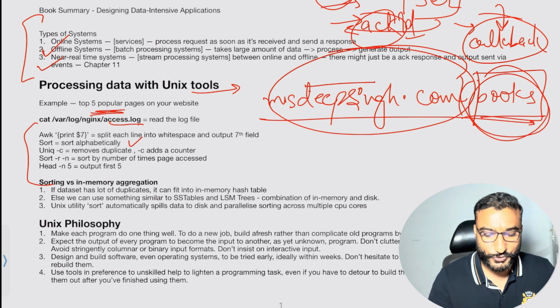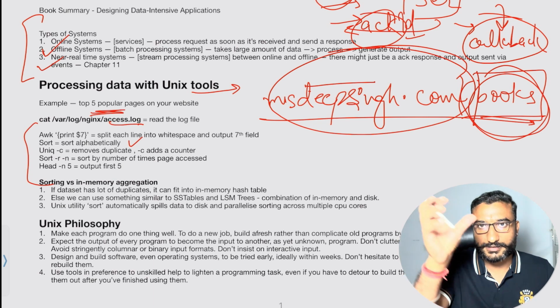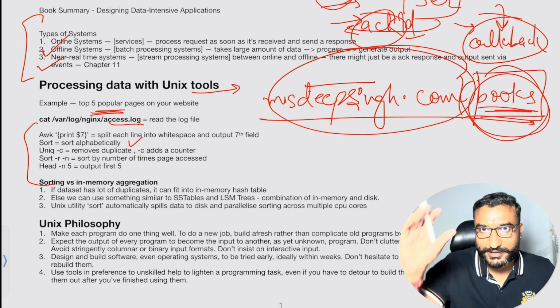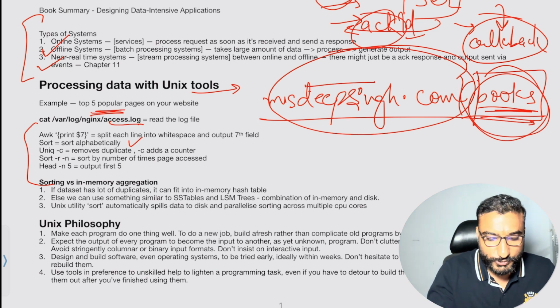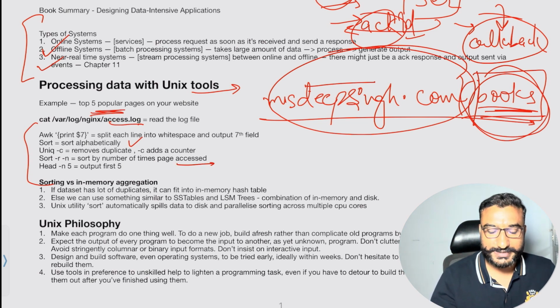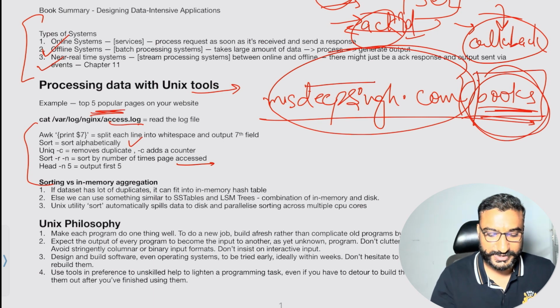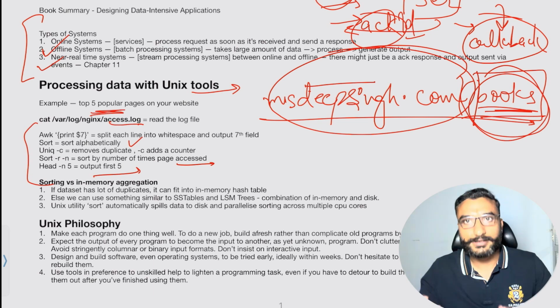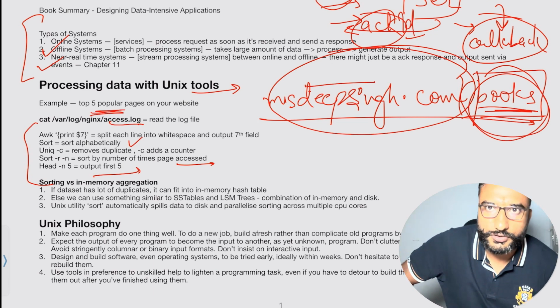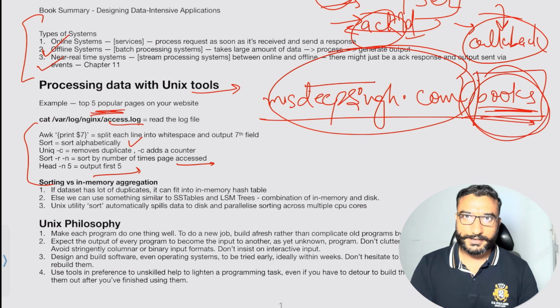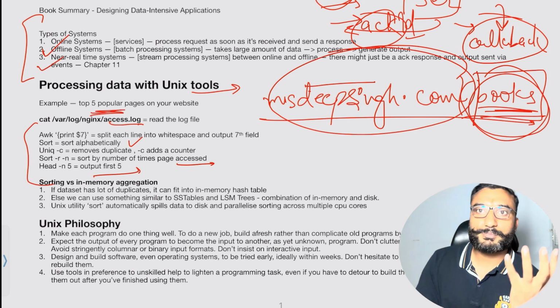Once that is done, you remove the duplicates. In this log file, books was accessed multiple times, so there are duplicates, and you remove them. Then you sort by the number of times each page was accessed, and once you have that, you take the head of it. Head means the top values. This is the general processing, you can say.